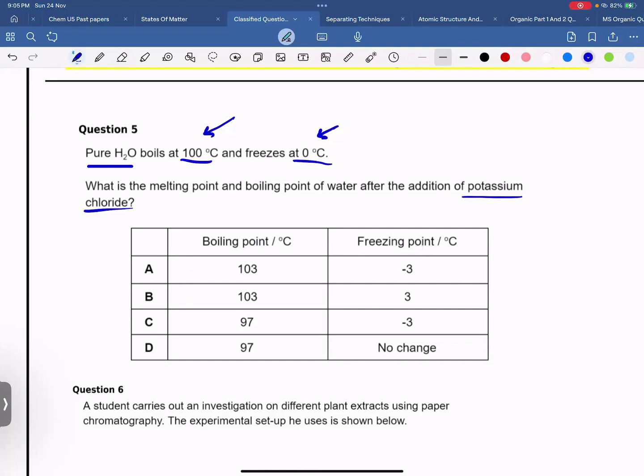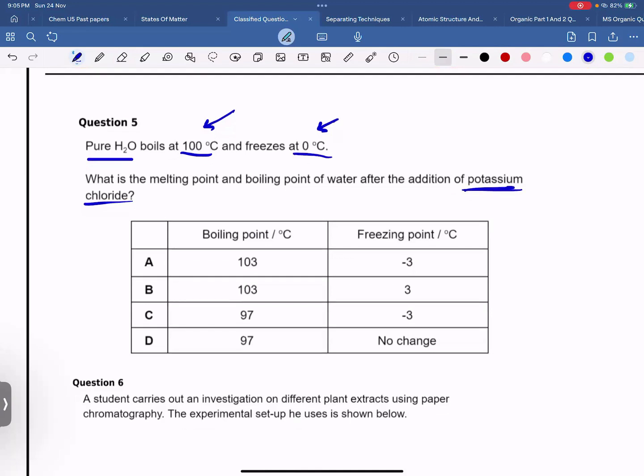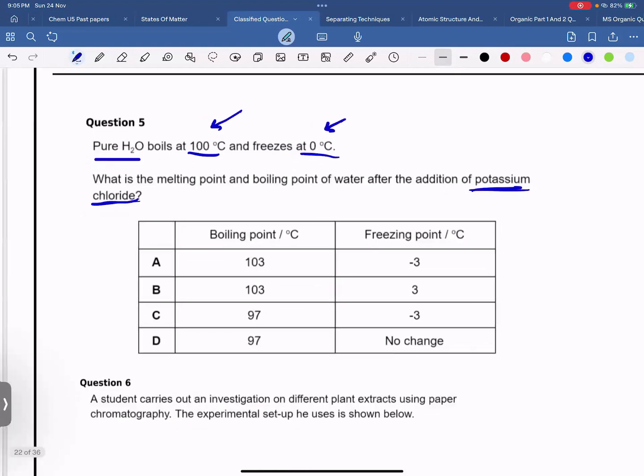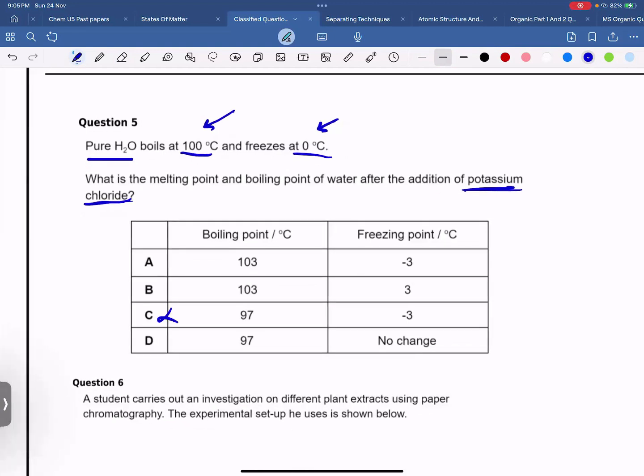Boiling point increases and melting point decreases. Remember, a pure substance boils at an exact temperature, which is 100, and freezes at a fixed temperature, 0. So if adding potassium chloride or any other substance, the water is now impure. So boiling point increases, so C and D are incorrect, and freezing point decreases, so it's going to be -3. So the answer will be A.